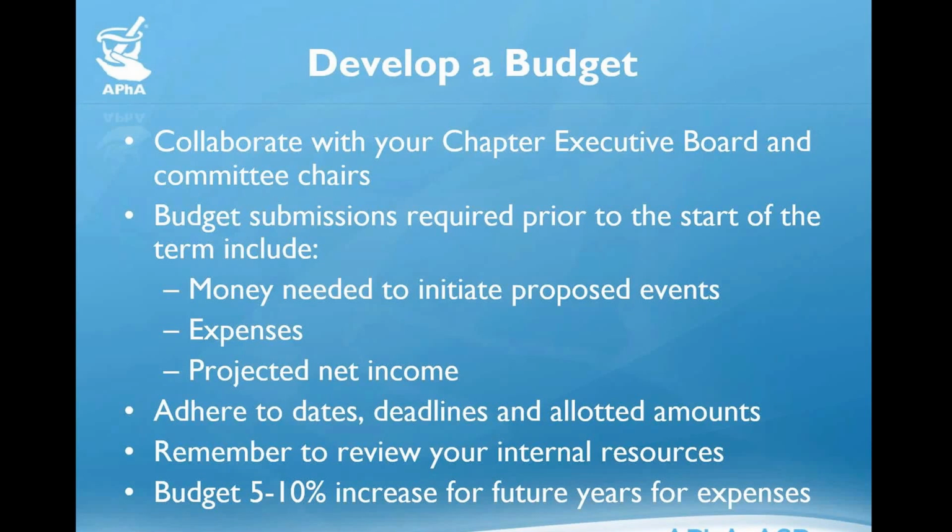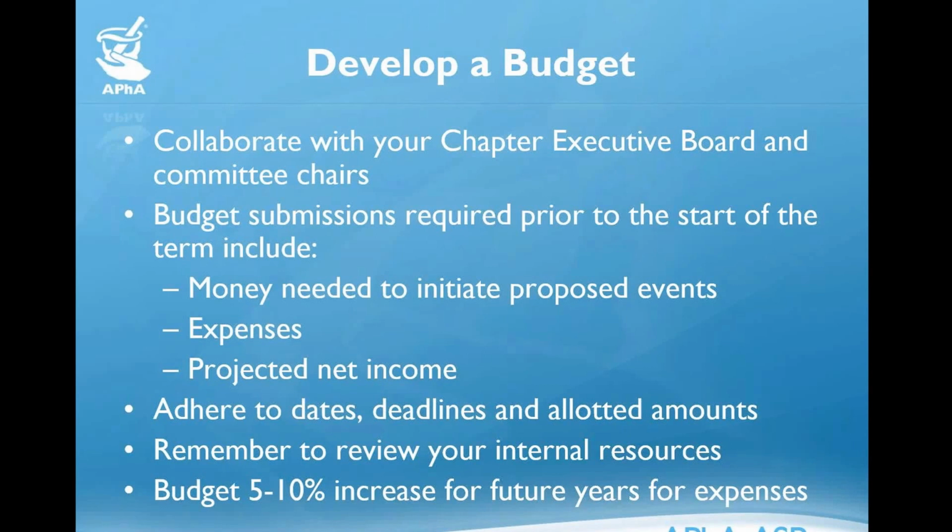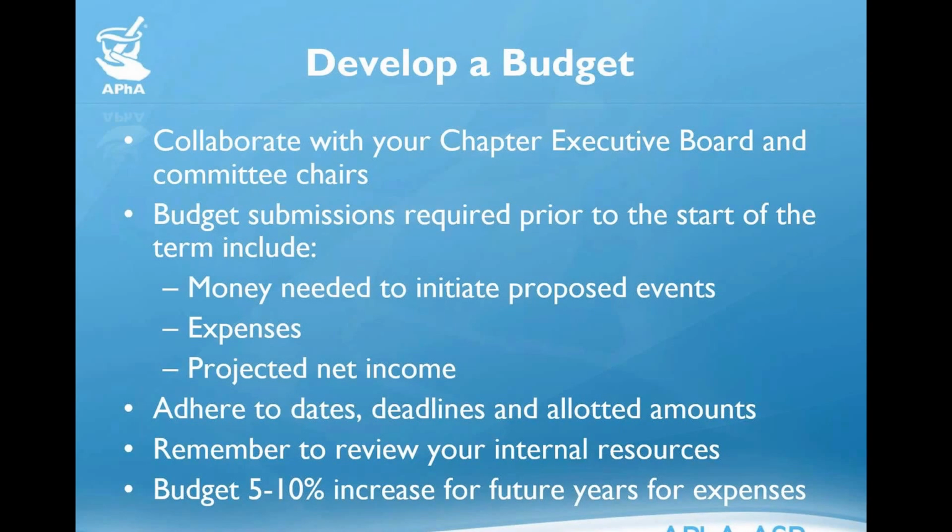Again, budget submissions should be determined prior to the start of the term, and things that are included with your budget should be the money needed to initiate proposed events, any expenses that you might incur, and projected net income. And you can use the 2015-2016 budget as a starting point to determine how much money you think you will need next year to initiate any proposed or to continue any chapter events that you already have, as well as project your net income. Very, very important in terms of developing a budget.